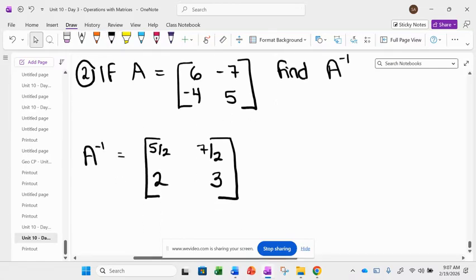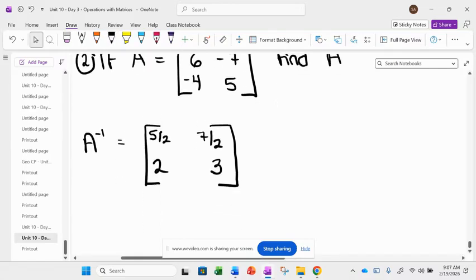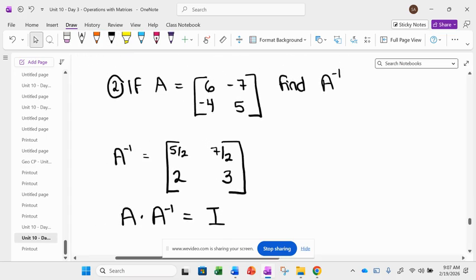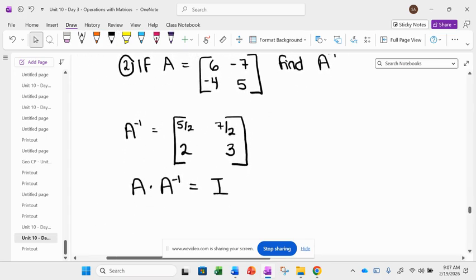So actually right now, what I want you to do is I want you to show that A times the inverse of A equals I. So I want you to show A times the inverse of A equals I by yourselves right now, and then we'll go over it.